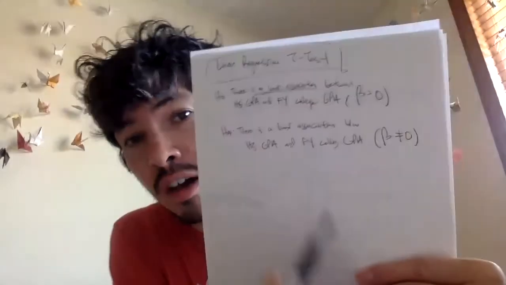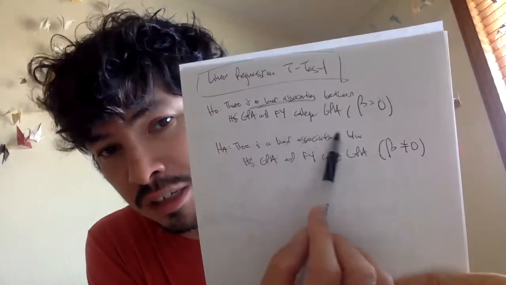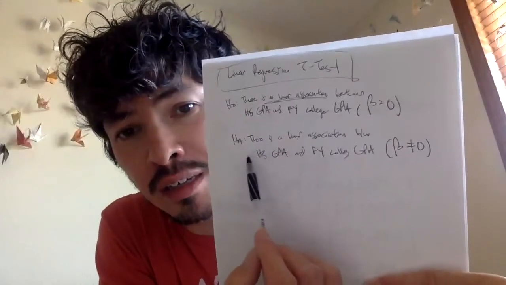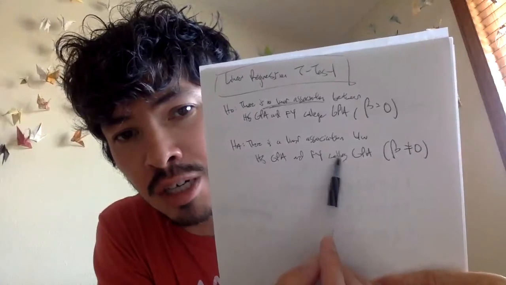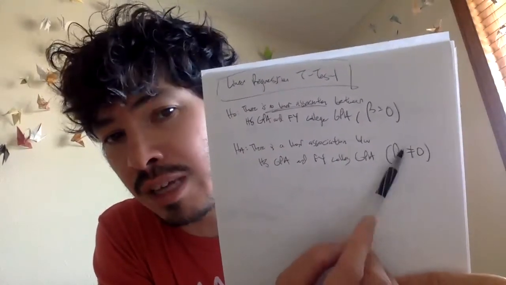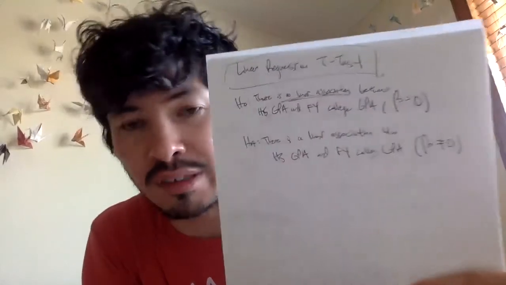And that's going to be your alternative. The null is always no association. And then the alternative is that there is a linear association. They do make a line. The points do make a line between the high school GPA and freshman year college GPA. The slope does not equal 0. And that can be greater than or less than for your alternative if it asks for a positive or a negative association.